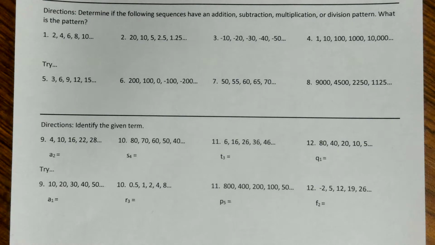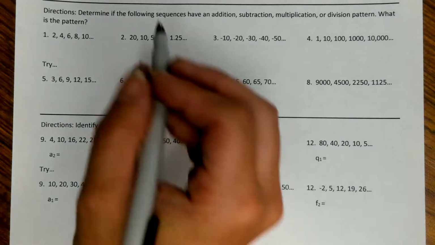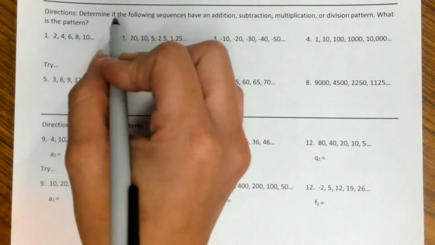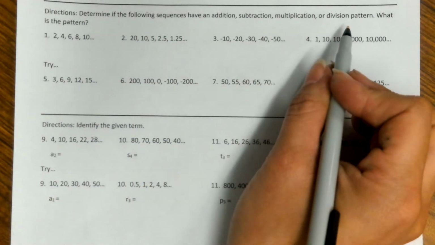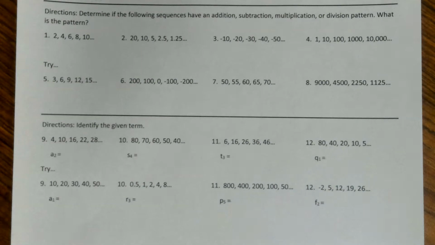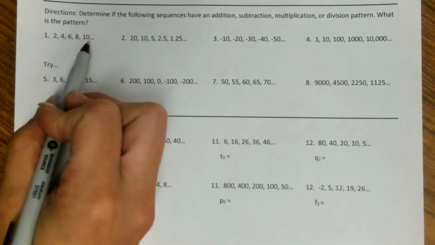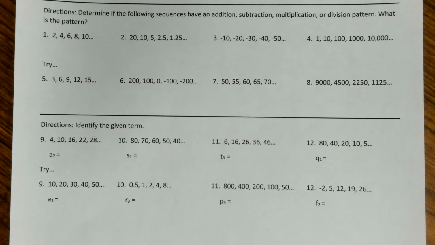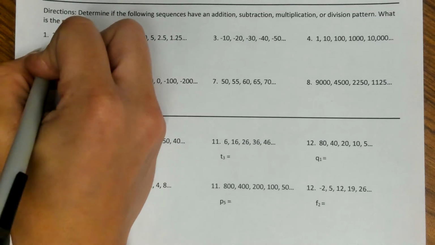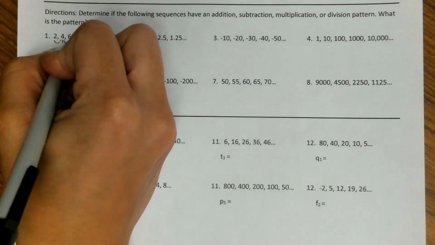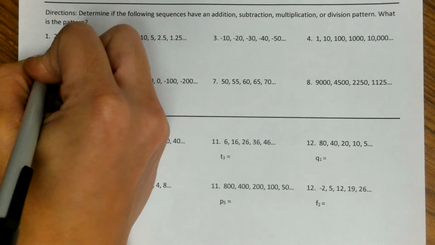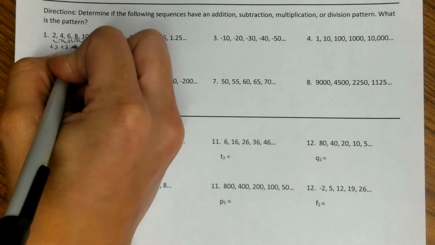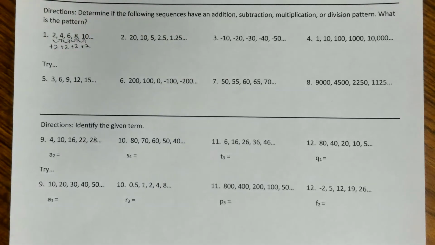Next are our examples. The directions for these examples: determine if the following sequences have an addition, subtraction, multiplication, or division pattern, and what is the pattern. Okay, so here we have 2, 4, 6, 8, 10. So I know that 2 plus 2 is 4, and 4 plus 2 is 6, plus 2 is 8, plus 2 is 10. So we're adding 2 each time.